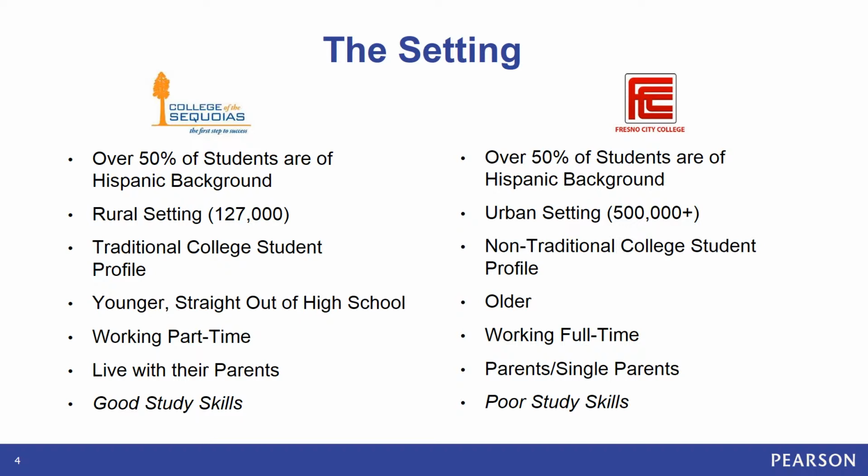At Fresno City, this is more of an urban setting with over 500,000 people in Fresno. We have the second highest auto theft rate in the country. My students tend to be more non-traditional, so they're a bit older, and many are working full-time. They're taking classes at night. Many are parents, many are single parents, and they tend to have poor study skills.